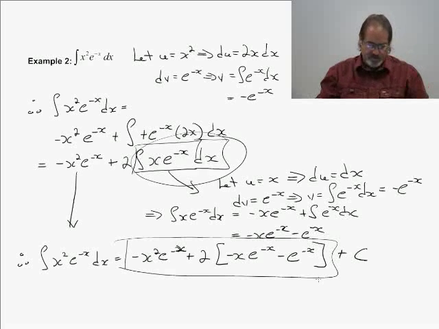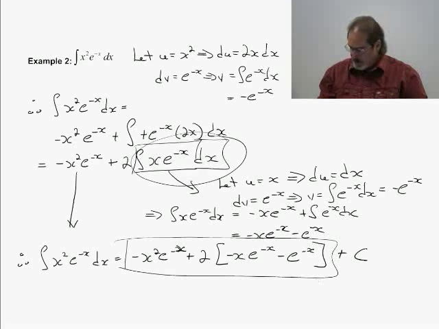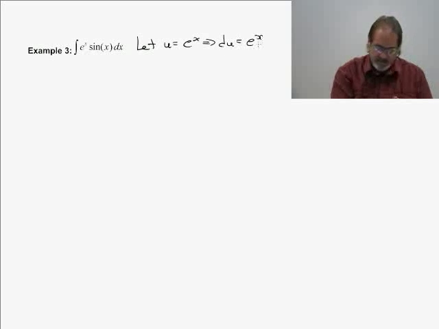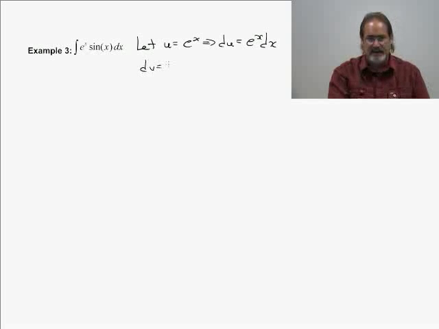How about e to the x sine x? Now here, I'm going to let u equal e to the x. That means that du equals e to the x dx. And then that would imply that dv is sine x, which implies that v, if I integrate sine x, I'll get negative cosine of x.